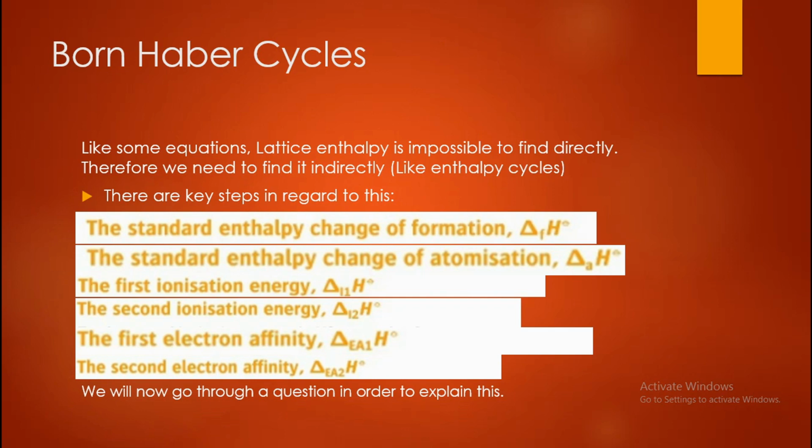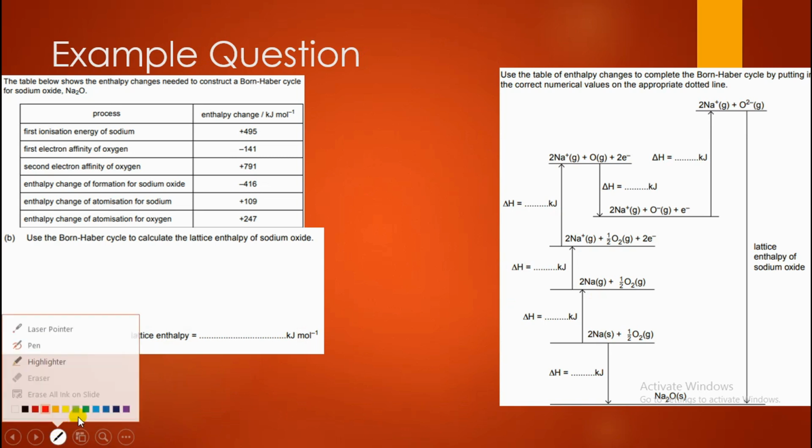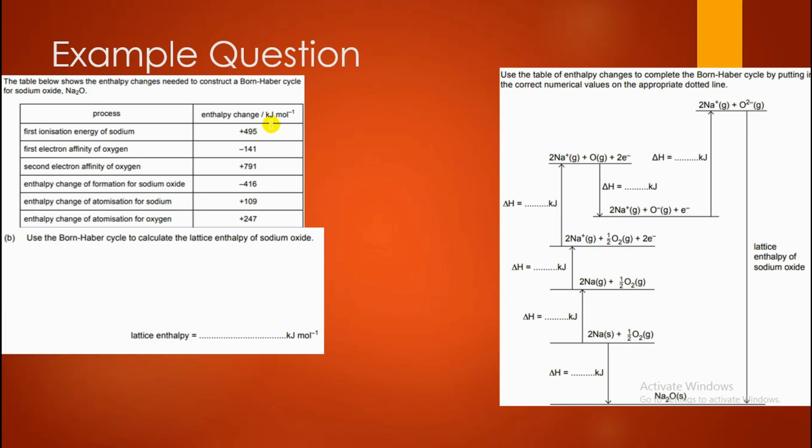So, let us look at an example question right now. The table shows the enthalpy changes needed to construct a Born Haber cycle for sodium oxide, which is also known as Na2O. So now we have different energy values. The first ionization energy of sodium produces an enthalpy change of positive 495. If you want, let us underline all of these so this helps. So the keywords here are first ionization and 495.